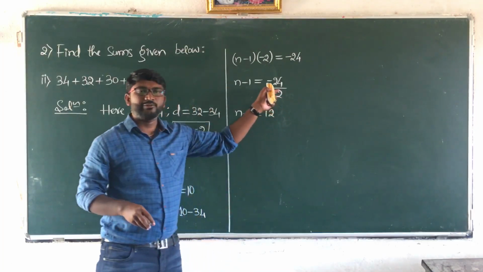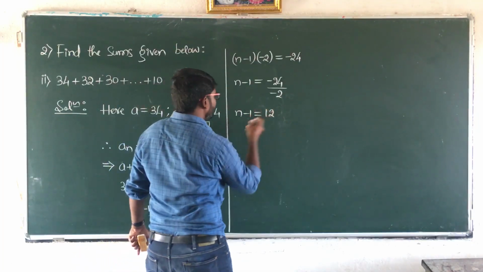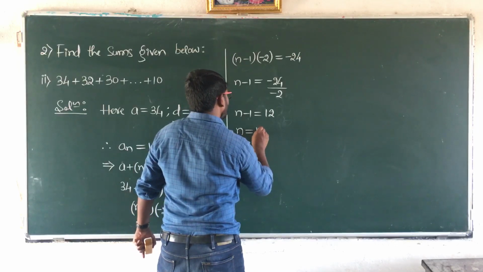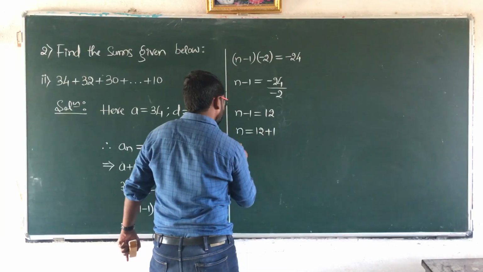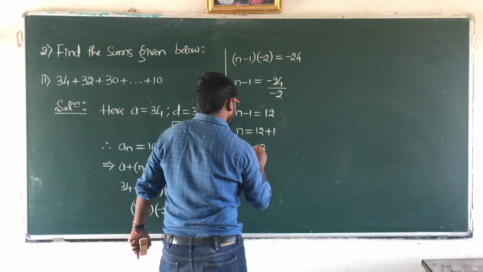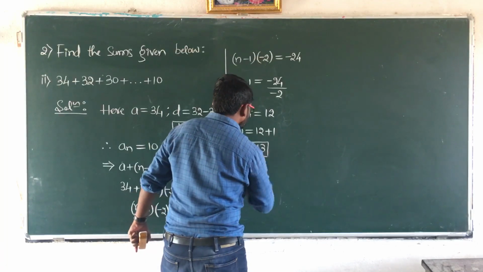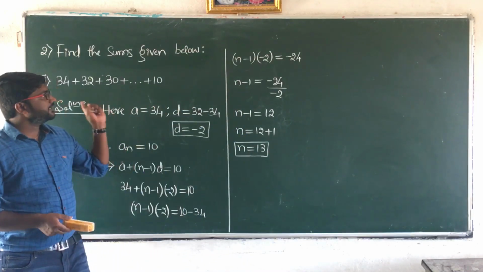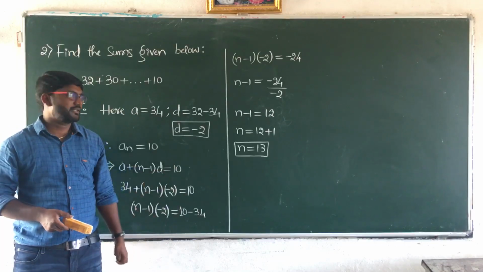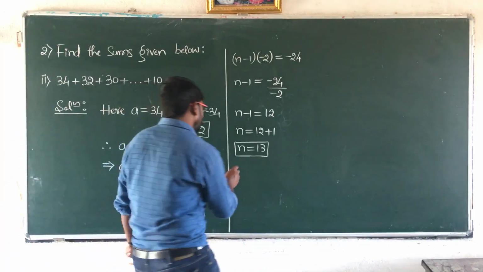2 ones are 2, 12s are. So now take minus 1 to the RHS. n is equal to 12 plus 1. n is equal to 13. So that means there are 13 terms in the given arithmetic progression. Let us go for Sn now.